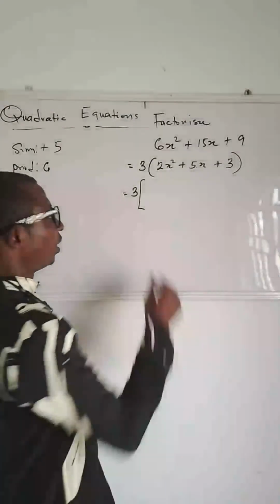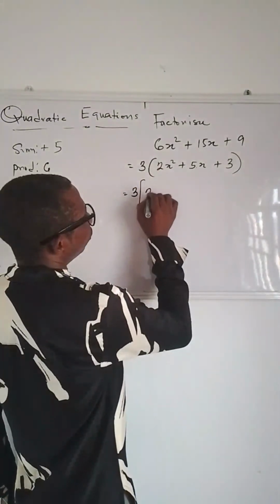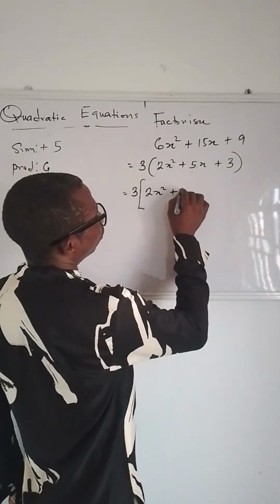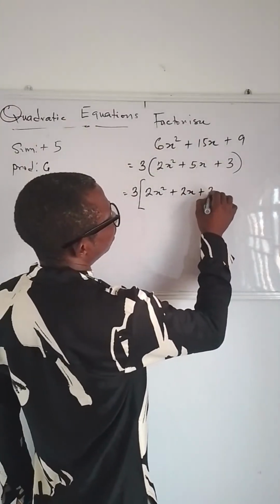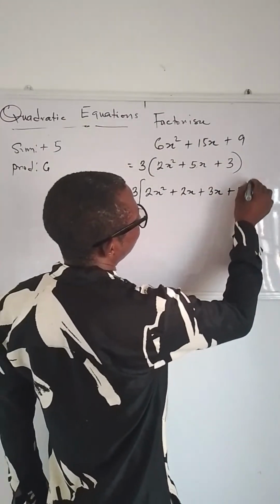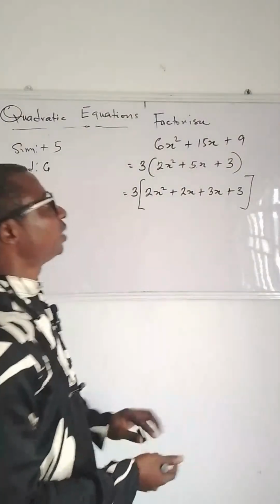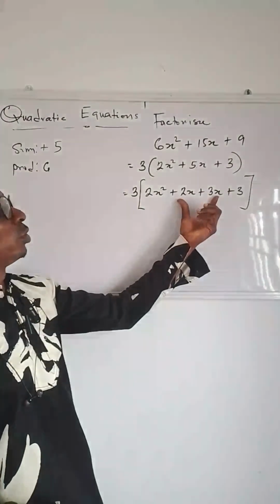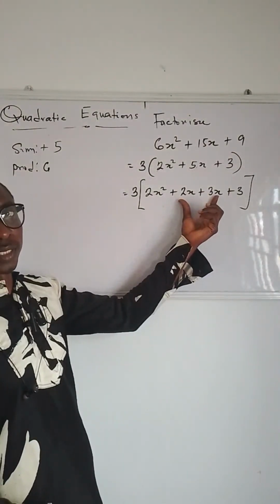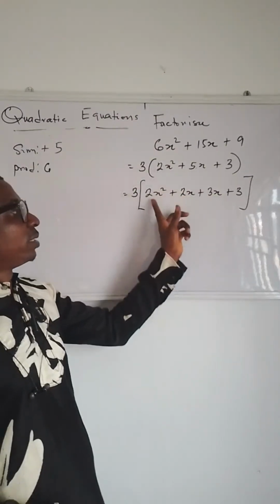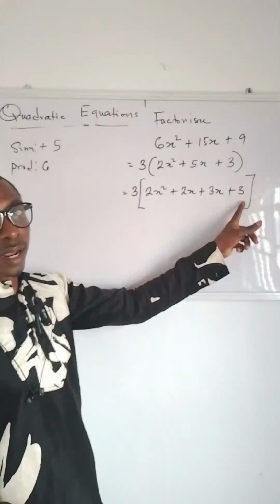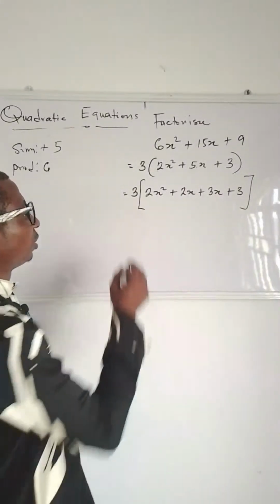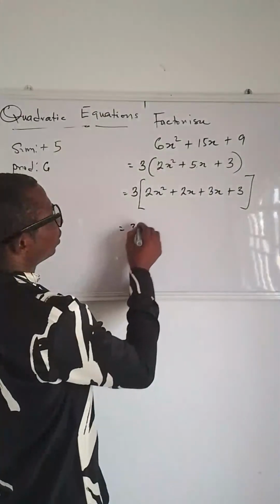Okay, so now you have this turning to 2x squared plus 2x plus 3x plus 3. So now these 5x are turned to 2x plus 3x. So this one is this, and this 3 is this one, all right? So nothing has changed.